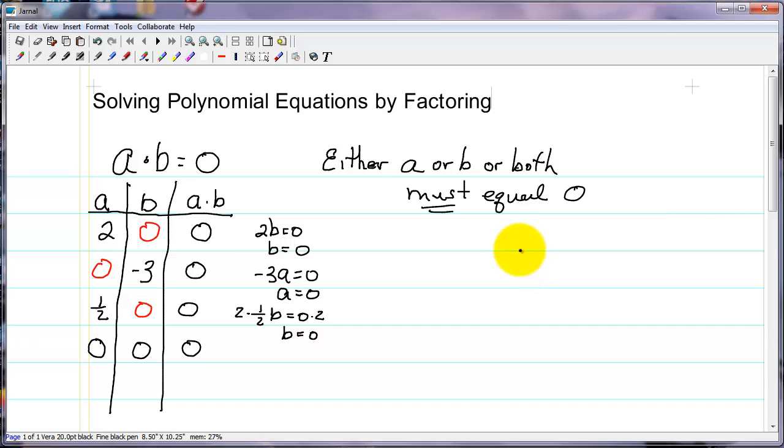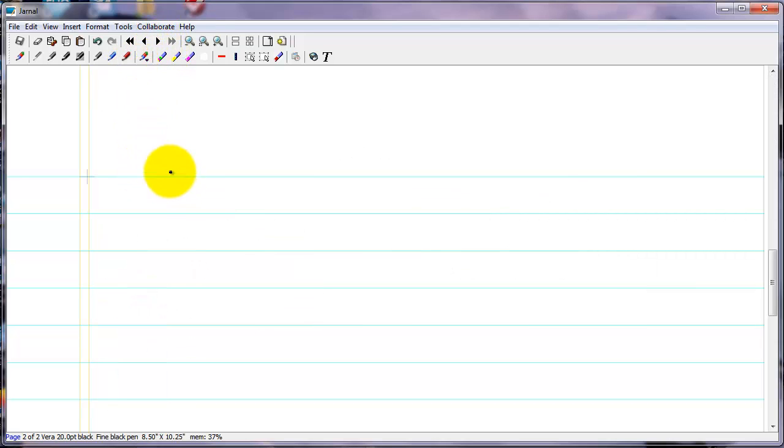Now this may seem obvious to you, but it's one of the most important properties that we have in algebra. It's called the zero product property, which states if you have two real numbers that are multiplied together that equal 0, then at least one of them must equal 0. So let's look at how this helps us to solve a polynomial equation.